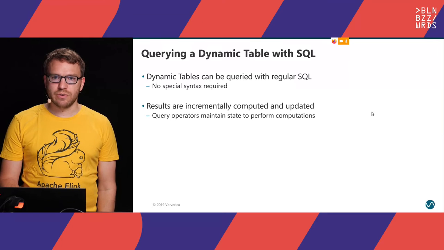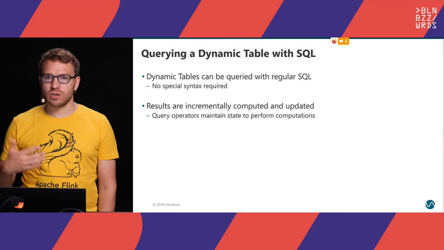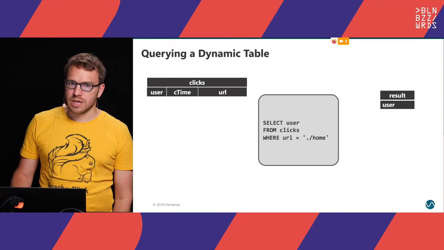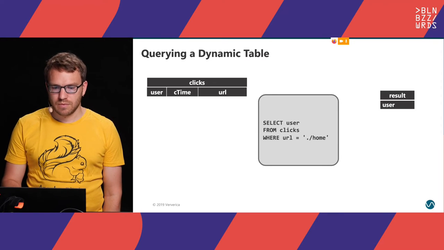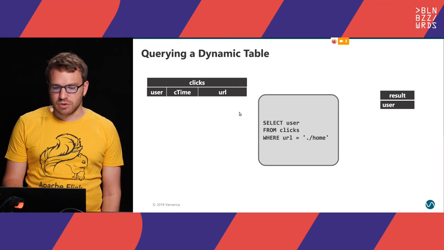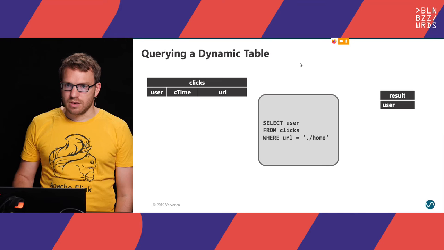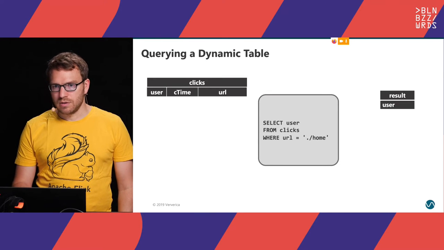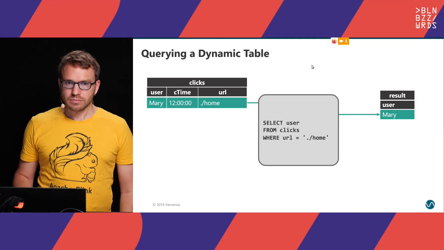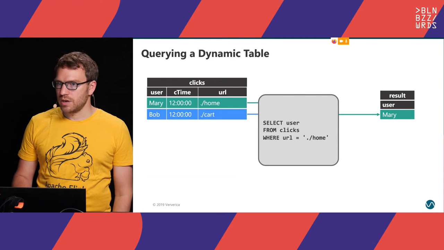And when such a query is continuously started, then the results are, as I said, incrementally computed and updated. So let's have a look at what that means with a simple example. Again, we have this clicks table here on the left hand side, with a user, click time and URL, and we are running a simple filter query on this table. We're just checking for URLs that access this home URL. Then the first record accesses exactly that URL, so that's why it passes. The next one doesn't, and so on.